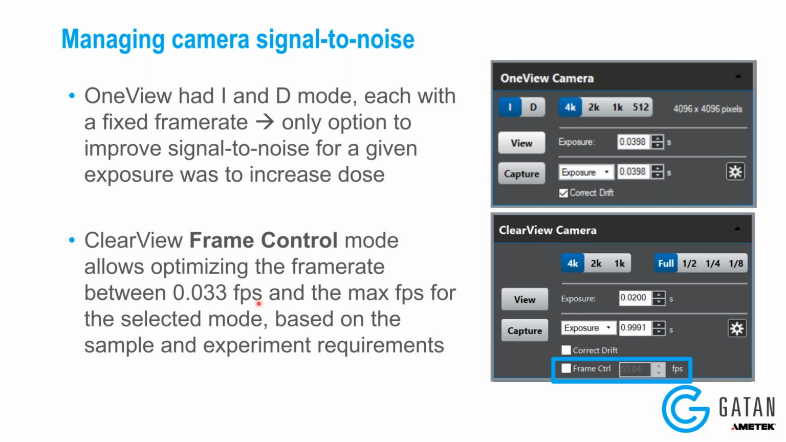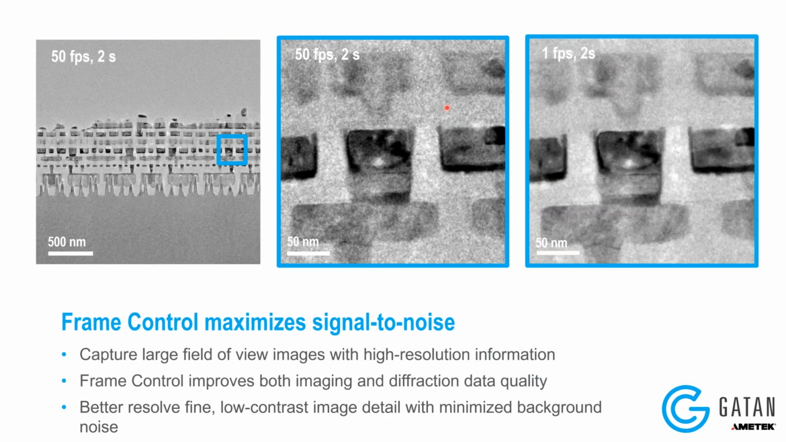And so if you had a really, really low dose, for example, like a diffraction experiment, probably, you could use the frame control mode here to integrate way less read noise into your data compared to operating the camera at its full speed, or operating the OneView camera in either the imaging mode or the diffraction mode. And so this has real world effects very quickly on the data, whether it's imaging data or diffraction data.